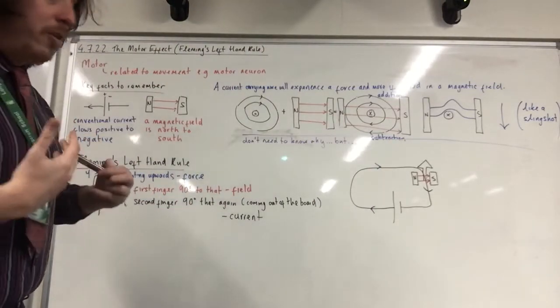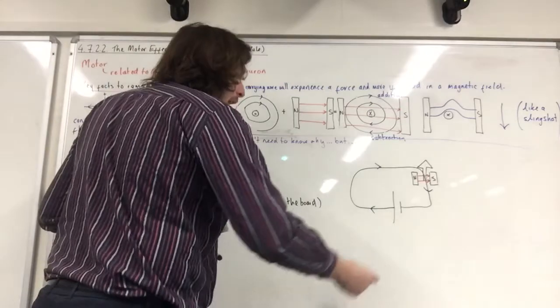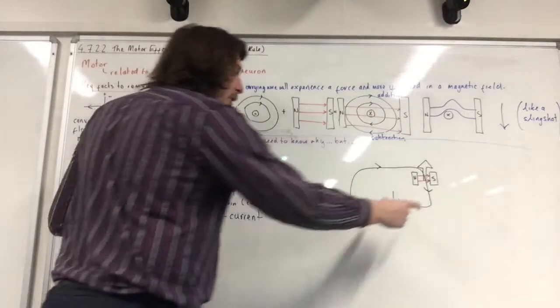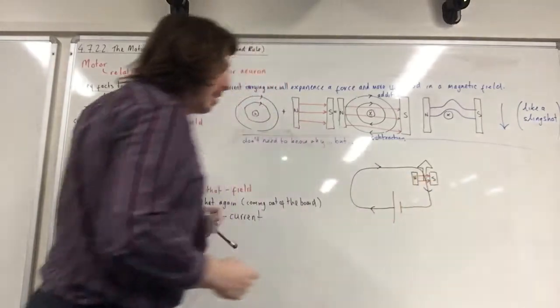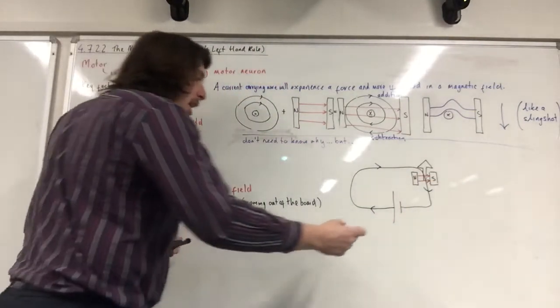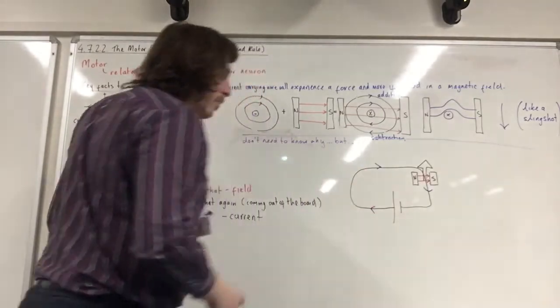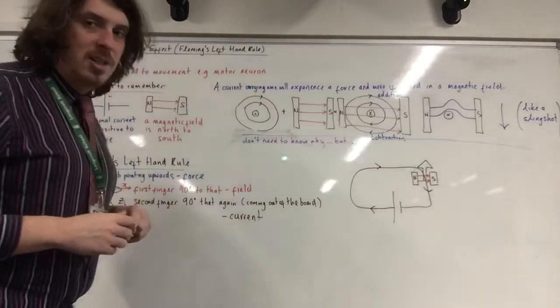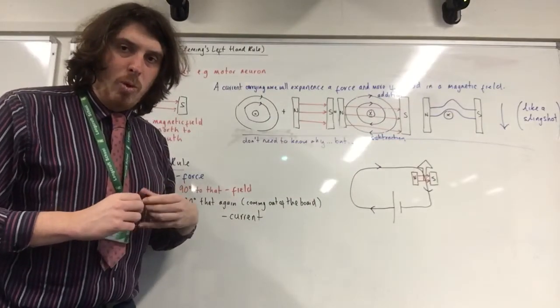If I wanted to reverse the direction of the movement, I could reverse the direction of the current, or I could reverse the polarity of the magnets. If I wanted to increase the size of the force, I could increase the size of the current, I could increase the magnetic field strength, or alternatively, I could increase the length of the wire.